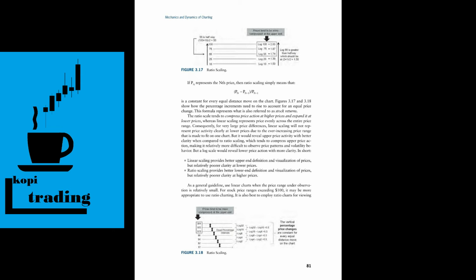In short, linear scaling provides better upper-end definition and visualization of prices, but relatively poor clarity at lower prices. Ratio scaling provides better lower-end definition and visualization of prices, but relatively poor clarity at higher prices. As a general guideline, use linear charts when the price range under observation is relatively small. For stock price ranges exceeding $100, it may be more appropriate to use ratio charting.